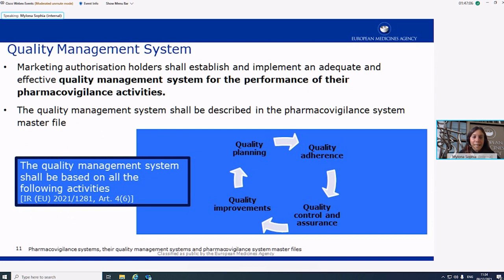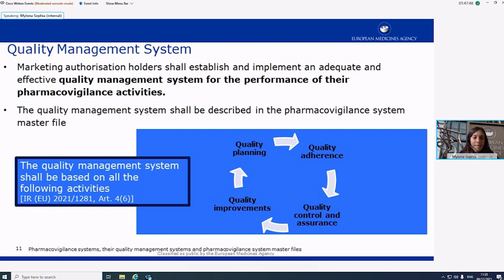Yes, this is really coming from the Commission implementing regulation, where we are talking about the quality management system, which is asking first to introduce this cycle we have here. So you should first ensure you plan. You have to establish the structures and write your procedures. And then you should really try and work according to those. So it's the quality adherence as it's called. And then you should also monitor what is happening. And if there is a need, you should implement improvements.